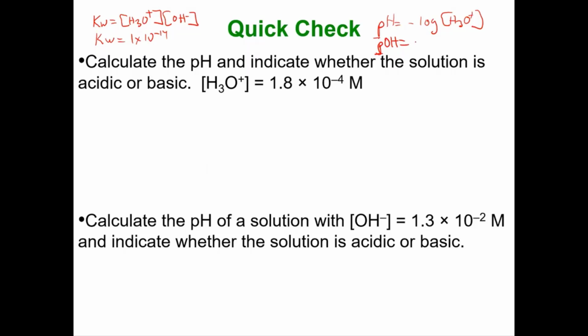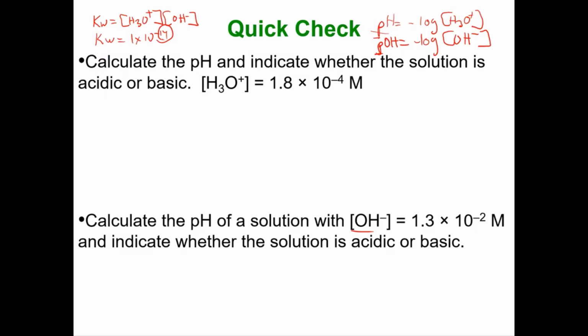Would it be the negative log of the OH minus? Yeah, exactly. It's the negative log of the OH minus. So there's actually a pOH. And there's different ways you can get it. You can take the OH minus and do the negative log of it. Or if you have the pH, pH plus pOH equals 14. Why? Because of Kw's exponent.